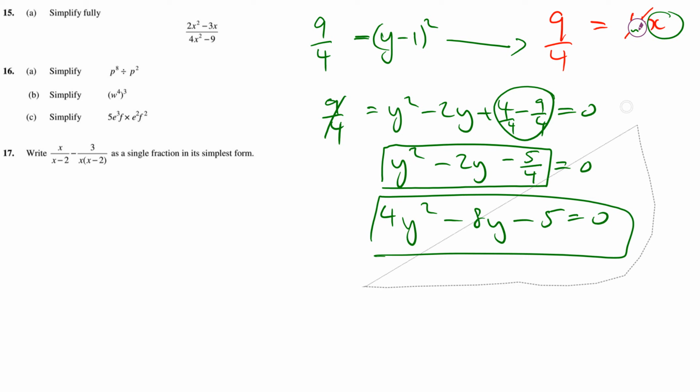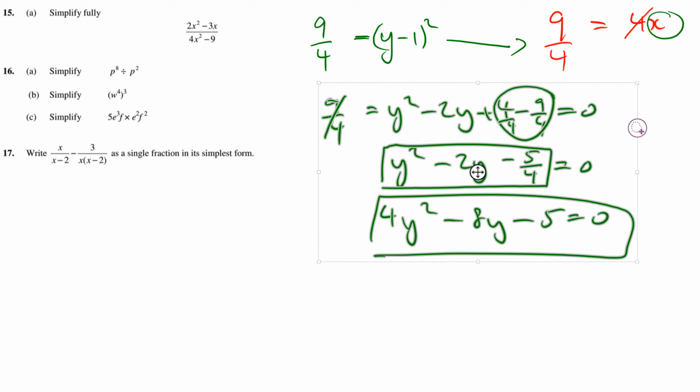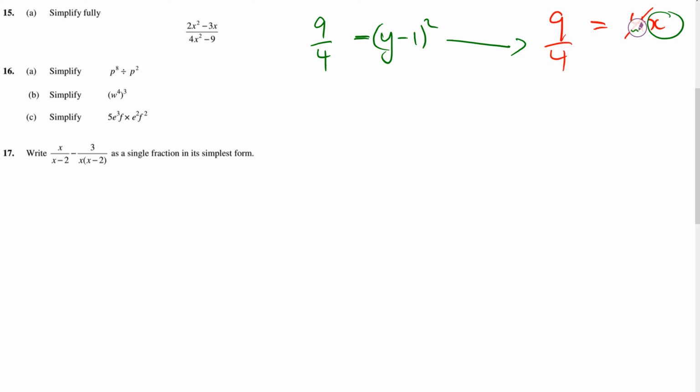Okay, so I'm just going to get rid of this. Is that okay? Now, what you're supposed to recognize is that this is something squared. Can you see they're both square numbers? So what would you do? So would you do y minus 1 equals 3 over 2? Excellent. But slightly better than that.